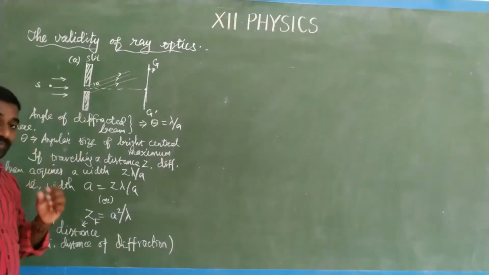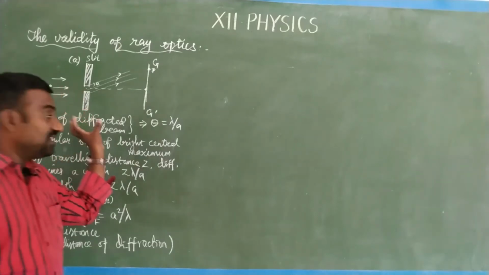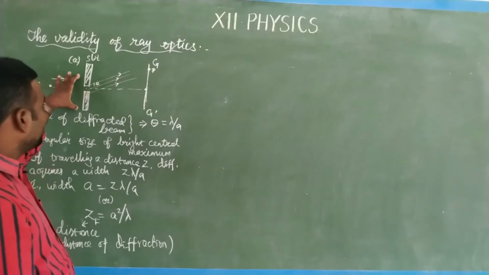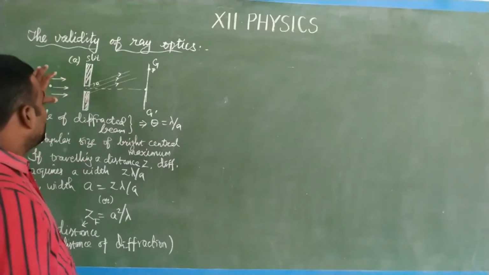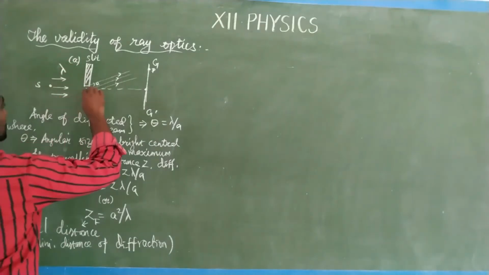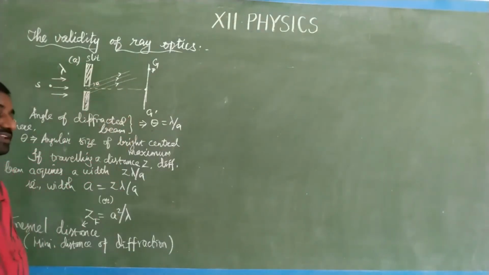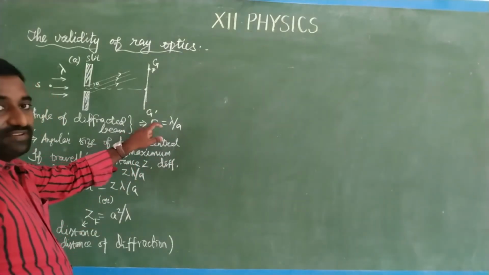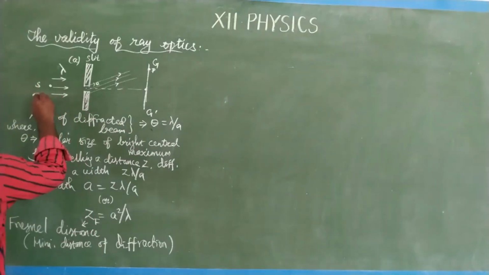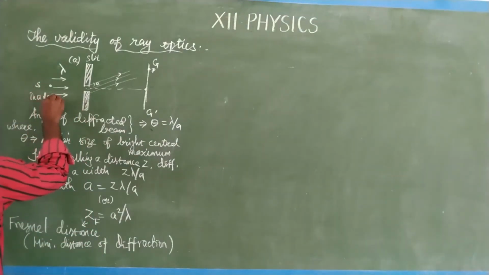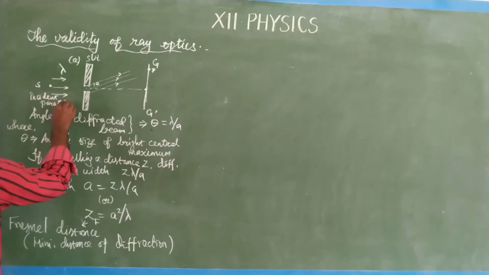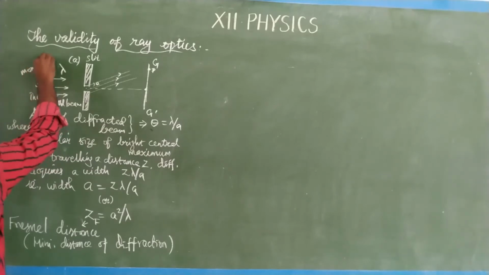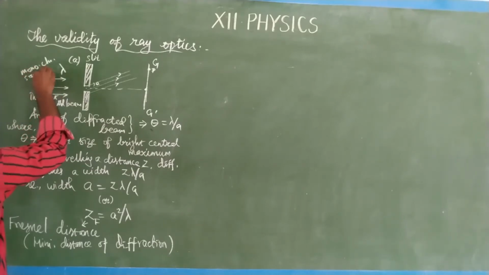So what have we calculated here? Using the diffraction phenomenon, we calculated the angle made by the diffracted beam according to the particular width of the slit. The incident light has a wavelength, and from the slit width we have calculated theta. So the angle of the diffracted beam, theta, is equal to lambda by A, where lambda is the wavelength of the incident parallel beam. This is the incident parallel beam, and S is the monochromatic source.